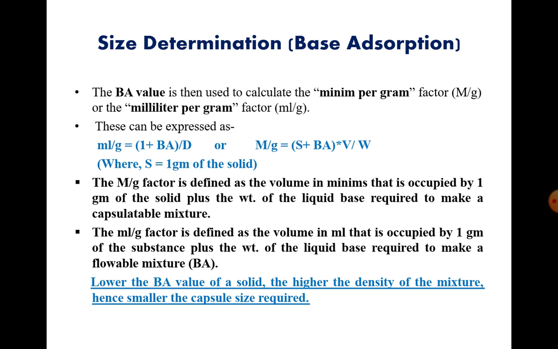Now what is the minim per gram factor and what is the milliliter per gram factor? First of all, the minim per gram factor is defined as the volume in minims that is occupied by 1 gram of solid plus the weight of the liquid base required to make a capsulable mixture. The milliliter per gram factor is defined as the volume in ml that is occupied by 1 gram of substance plus the weight of the liquid base required to make a flowable mixture. Now, the base adsorption value of a solid is lower the higher the density of a mixture. Hence, a smaller capsule size is required.